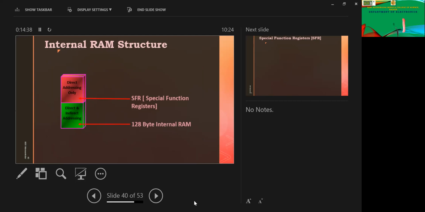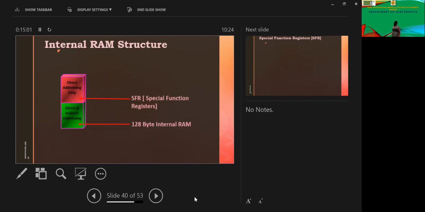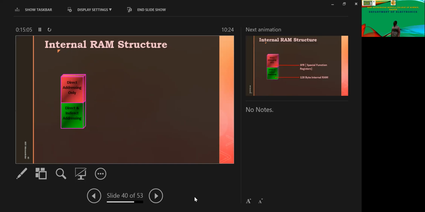We call them special function registers, SFRs, and 128 bytes of internal RAM. I have told you there are many registers in a microprocessor. We had only 7 registers, whereas here we might have more than 128 registers that we can use. So 128 bytes of internal RAM, and these are special function registers over there.